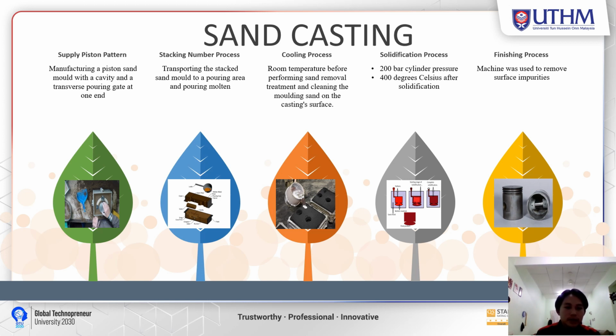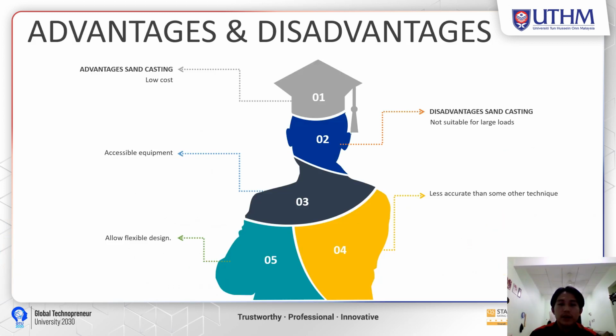Next, transport the stacked cell molds to the pouring area and pour molten aluminium alloy into the cell mold through a pouring gate. After the pouring process, cool the cell mold to room temperature before performing sand removal treatment and cleaning the molding sand on the casting surface. Next, solidify the molten metal to form the piston with the dome and the return bowl without post-cast processing of the piston. Lastly, finish the process with a shot blasting machine, used to remove the surface impurities on the piston from the casting. Furthermore, sand casting has some advantages and disadvantages.